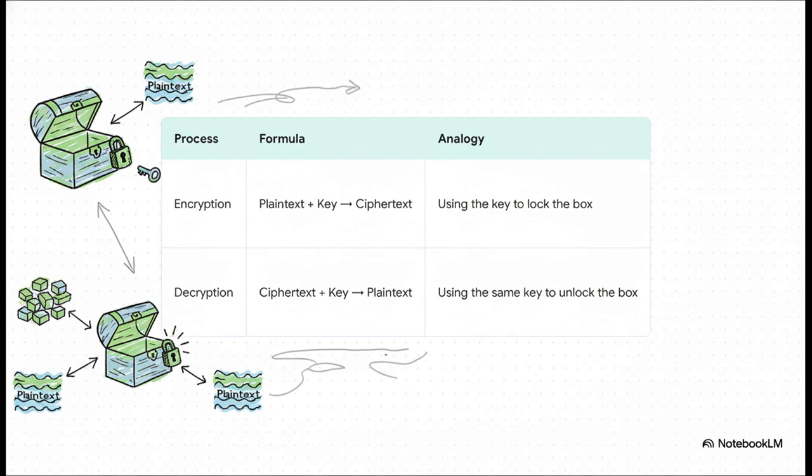So, when you put these three things together, you get a really logical flow. As you can see in this table, there are two main processes. You've got encryption, that's taking your plain text, adding the key, and getting ciphertext. That's you locking the box. And then you have decryption, which is just the reverse. You take the ciphertext, use that exact same key, and boom, you get your original plaintext back. That's your friend unlocking the box.